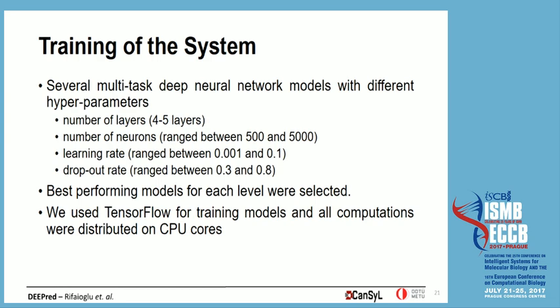We created several multitask deep neural networks for each level with different hyperparameters, and we trained the models with the dropout technique. The hyperparameters were number of layers, number of neurons at each layer, learning rate, and dropout rate. And we used TensorFlow for training, and computations were distributed on CPU cores.